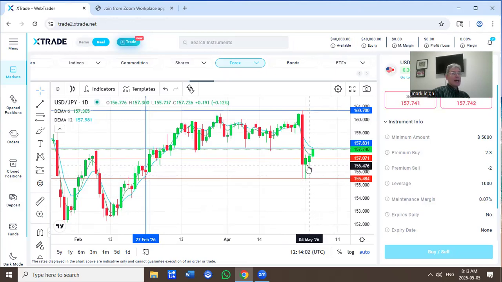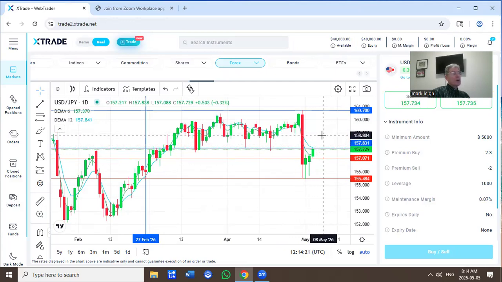I've got support at 157.07, and I've got intraday resistance for now at 157.83. Buyers of US dollar will look to test, fight its way back above the 157.80, looking up at the 159 level on the upside.